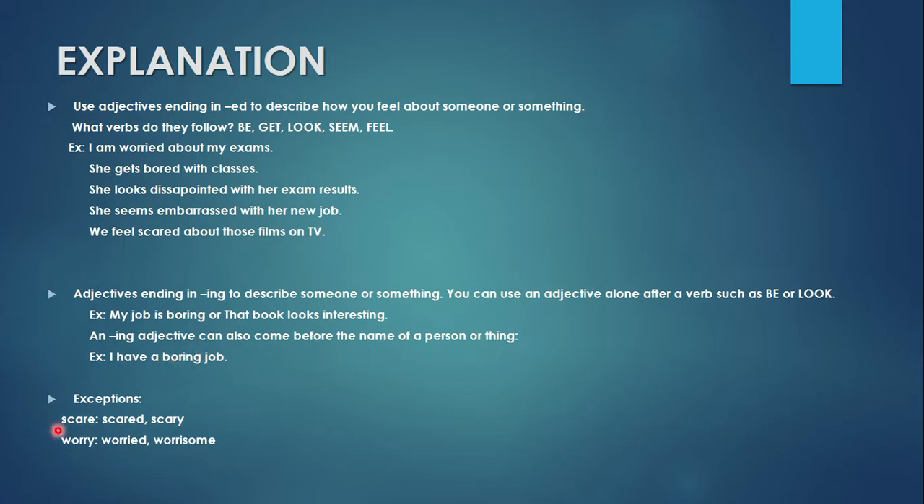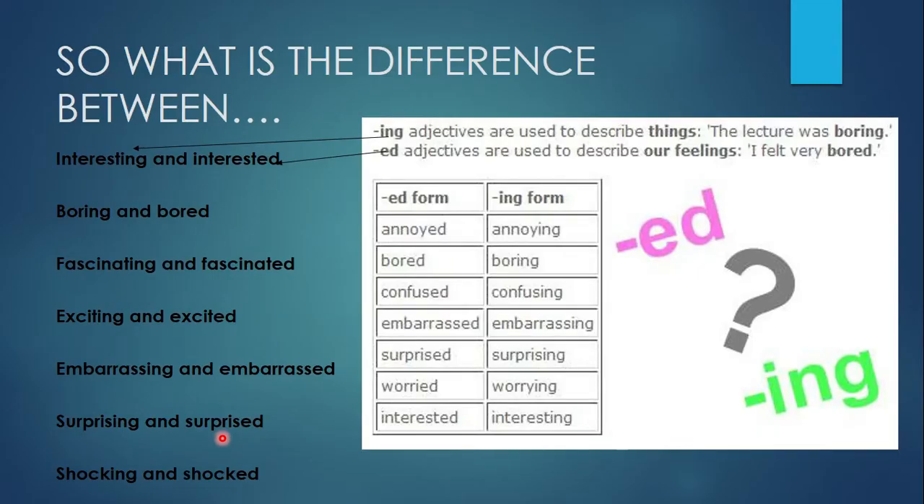The exceptions are scare and worry. Scare, I feel scared, and that movie is scary. I feel worried about my exams, and my exams are worrisome. Okay, so these are the exceptions, scary and worrisome, don't forget. Okay, so what is the difference between interesting and interested, boring and bored, fascinating and fascinated, and so on? Look, ing adjectives are used to describe things. We already said it, things and people.